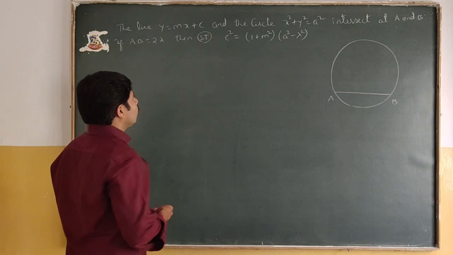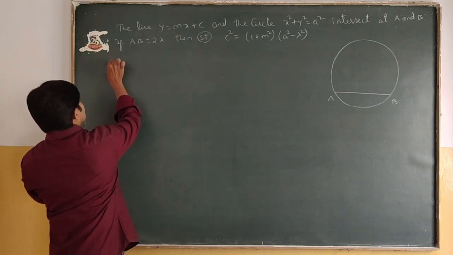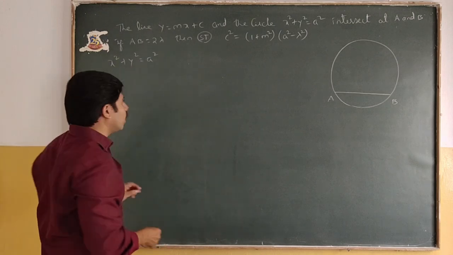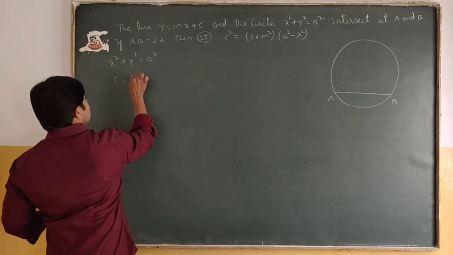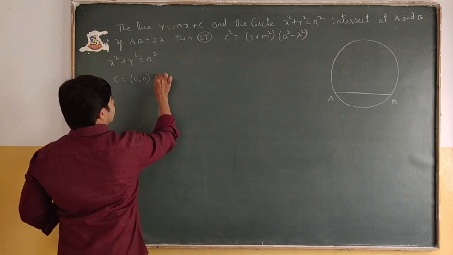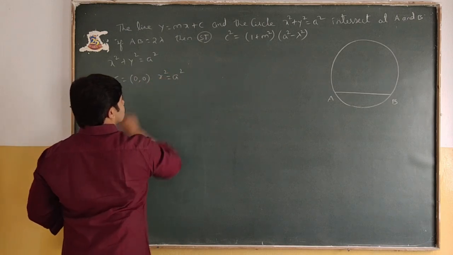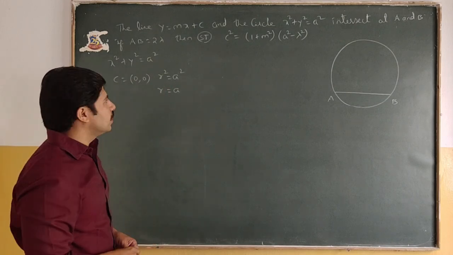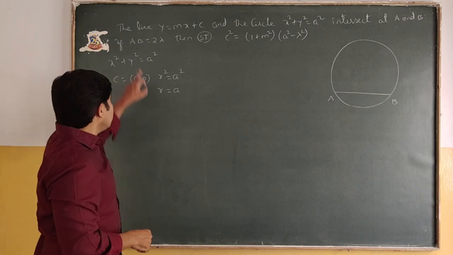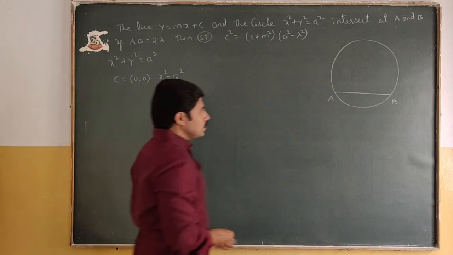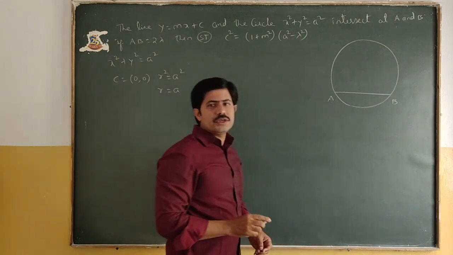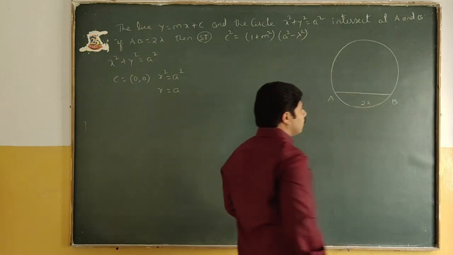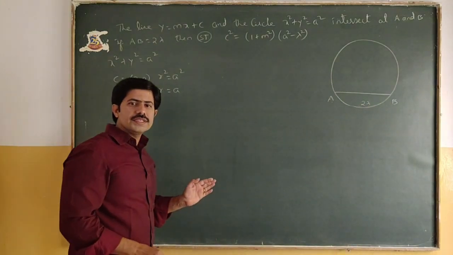First we write the equation of the circle: x² + y² = a². Now what is the center? The center is (0, 0) and r² = a², so the radius is a. So we have the center and radius. Now AB = 2λ, which means the length of chord AB is given as 2λ.